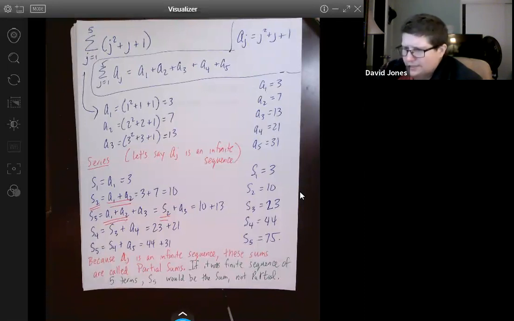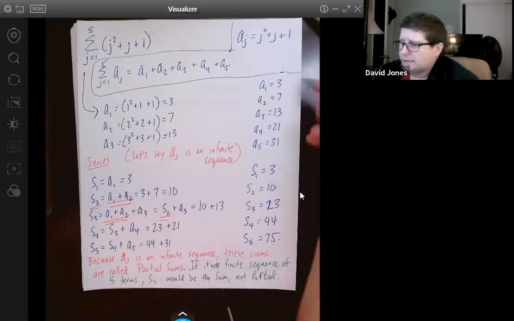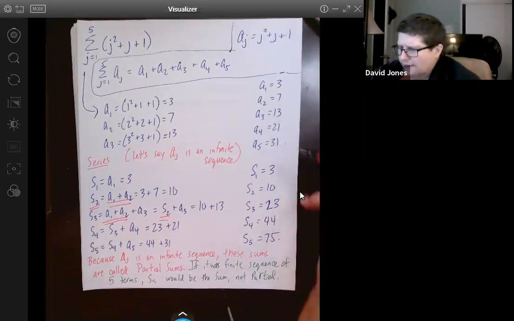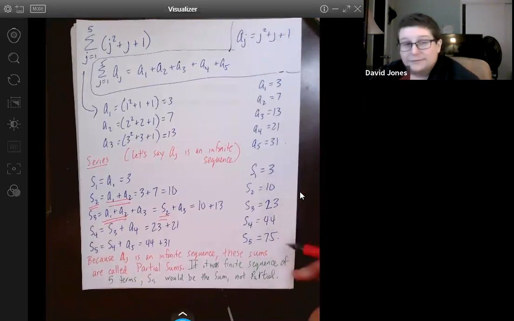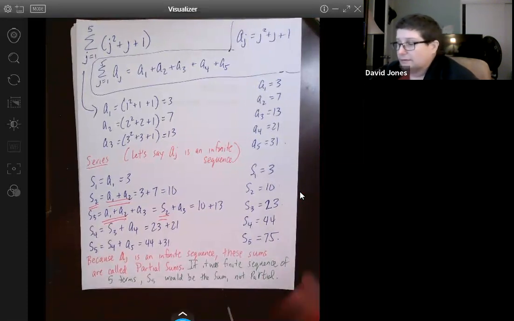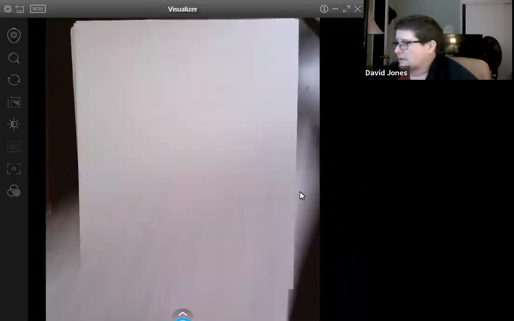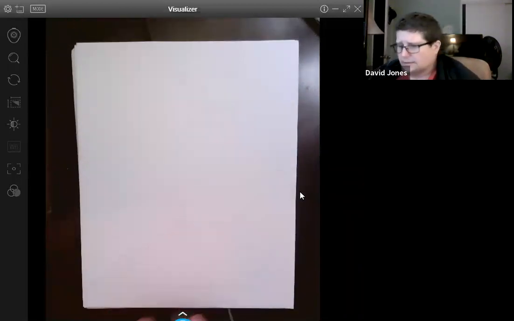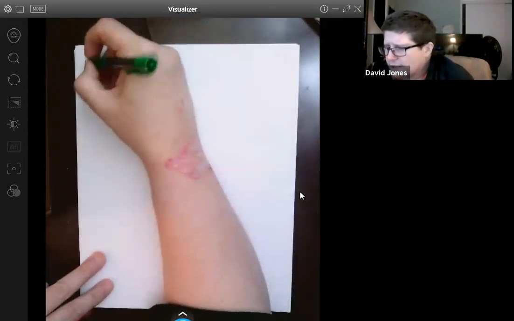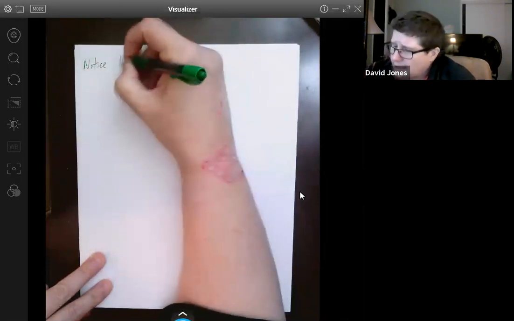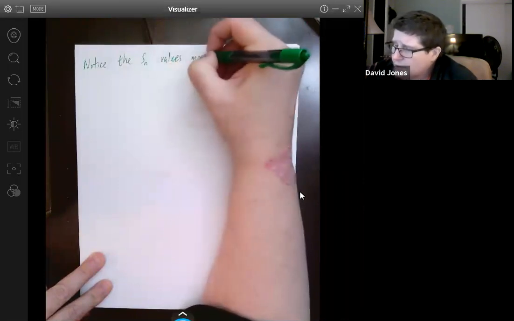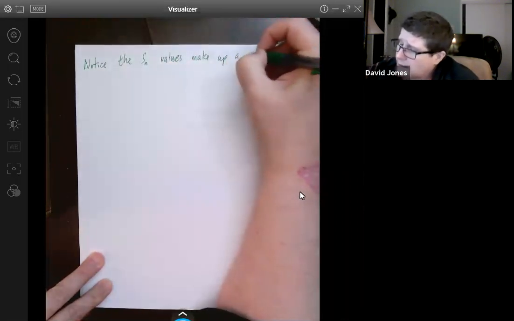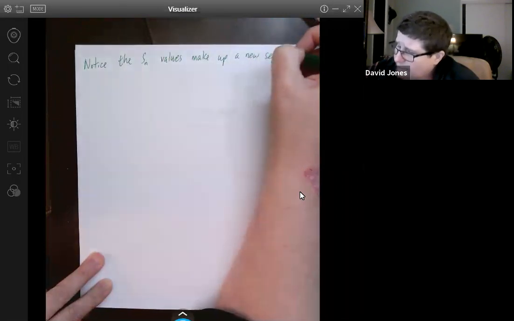And I want you to notice this. We started off with one sequence. And if I look at these sums, the series is actually basically a new sequence, isn't it? Let me write that in words. So notice the S sub n values make up a new sequence. This is different from the first sequence.